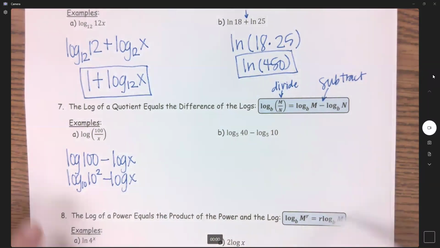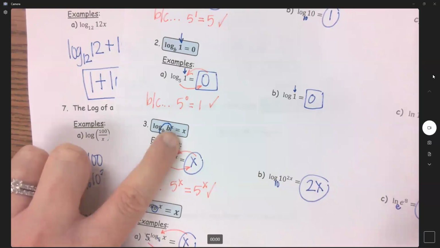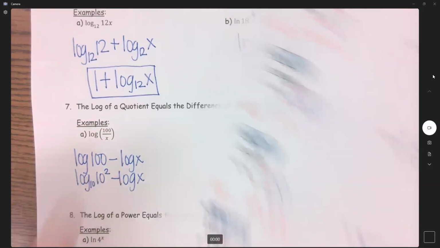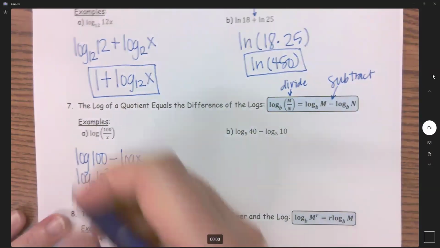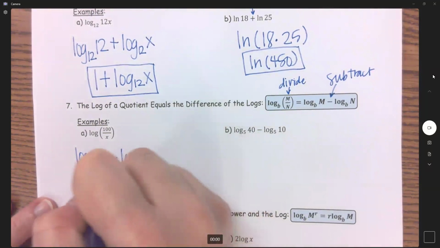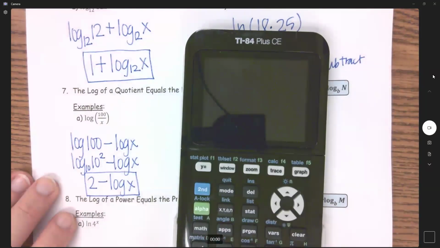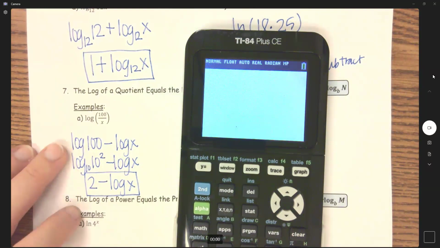What my log base is and what it is of are the same, just like here, and so it's going to equal whatever that exponent is. So this will become now 2 minus log of x. Okay, and if you don't like doing that, put it in your calculator. Log of 100 equals 2.